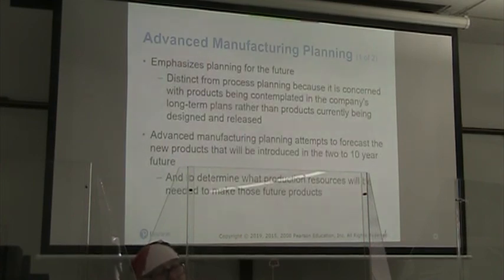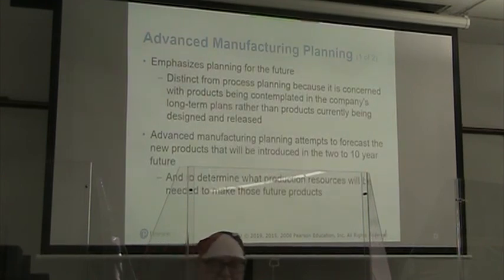All right, so one of the things we want to think about is advanced manufacturing planning. We want to emphasize planning for the future. In engineering, we should always be thinking not just about what we're doing now, but what are we going to be doing next? Because what we do now sets up what we're going to be doing next.